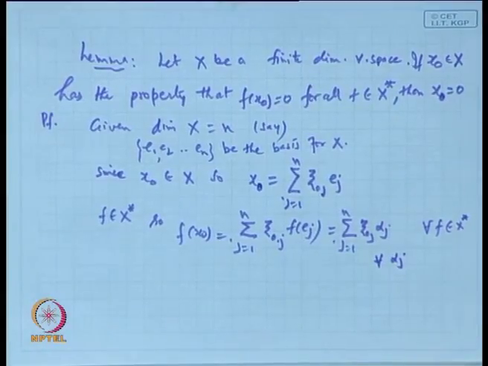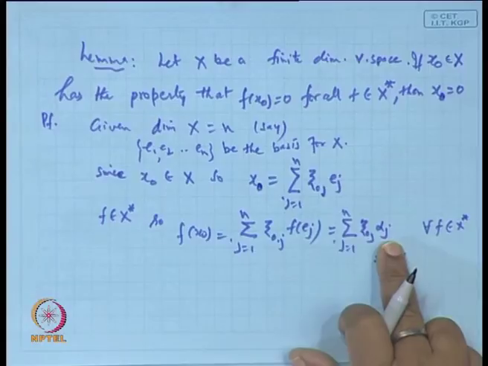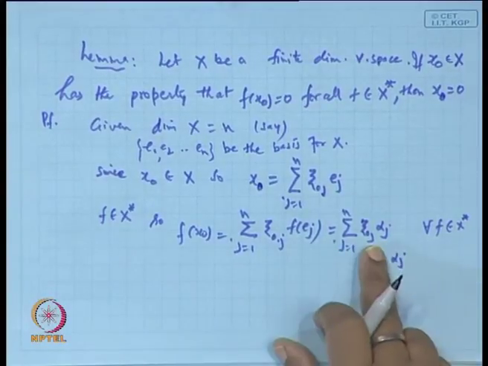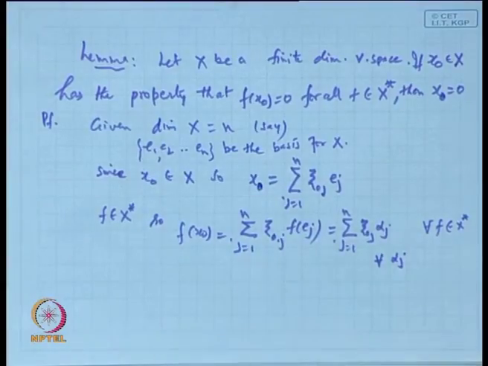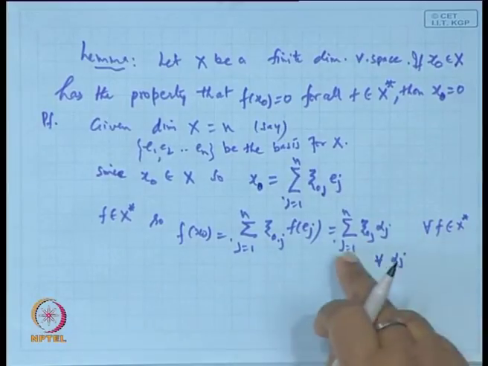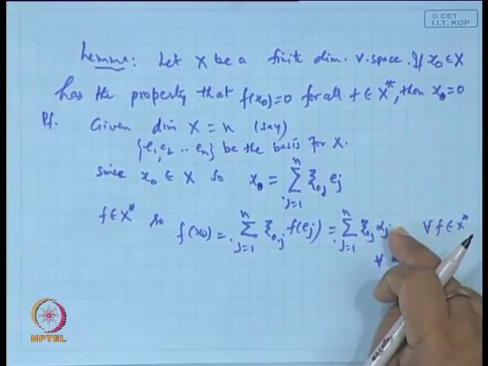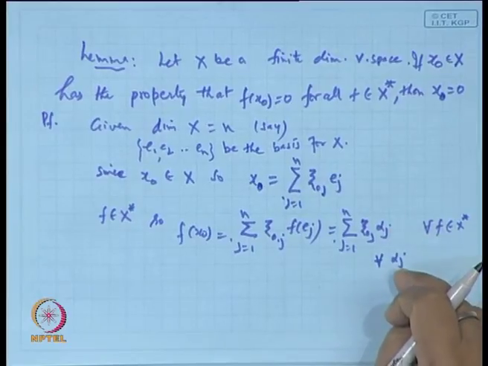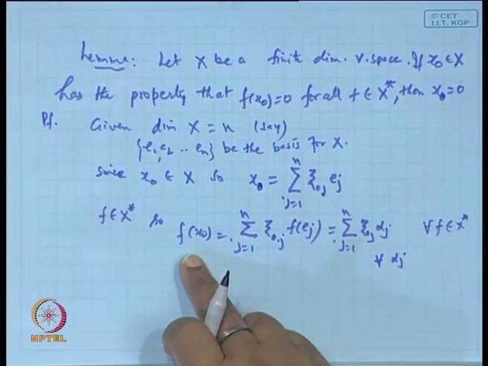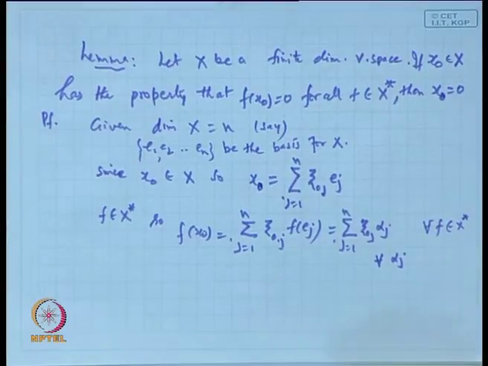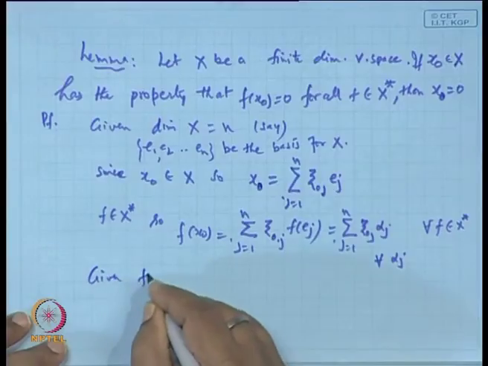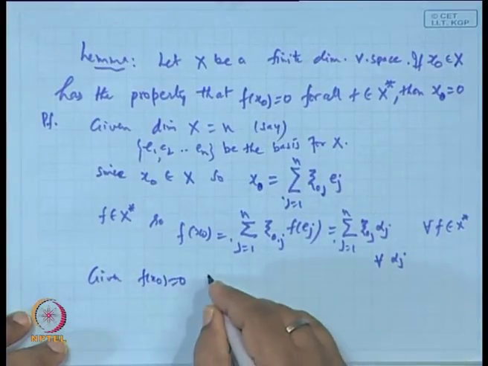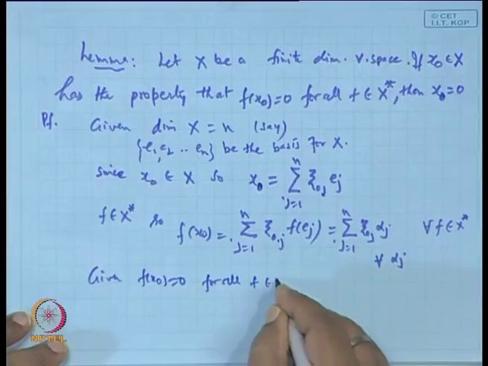You follow me? f determines αj. So when you change f, αj will change. But f is any arbitrary f, so you are getting plenty of numbers αj. So this result is true for all alphas. Now, what is given is that f of x naught is 0 for all f belonging to X star.